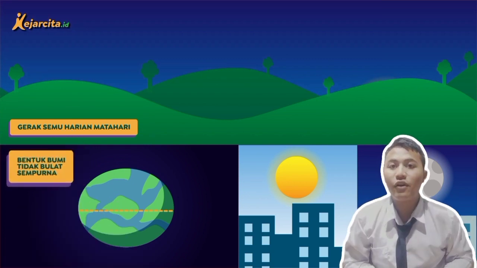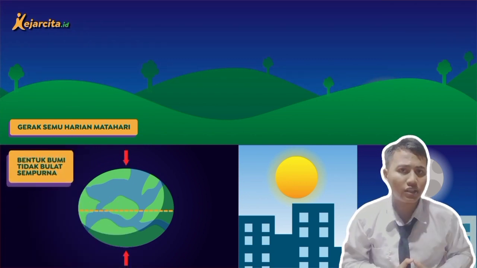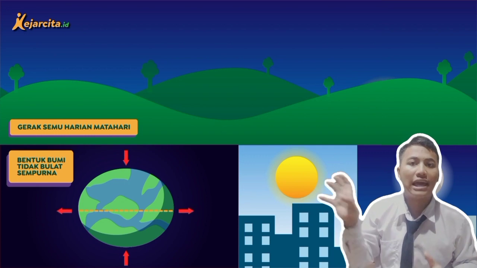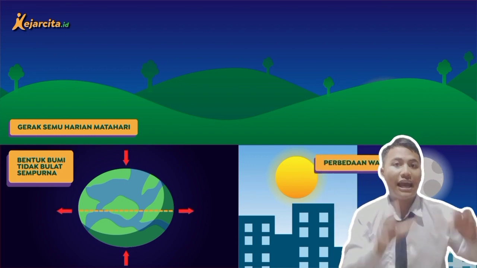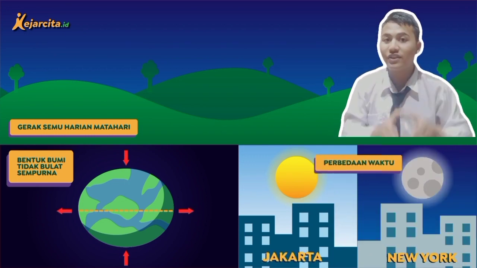Then, the shape of the Earth is not perfectly round but is compressed at the poles and expands at the equator, and there is also the time difference in various countries.